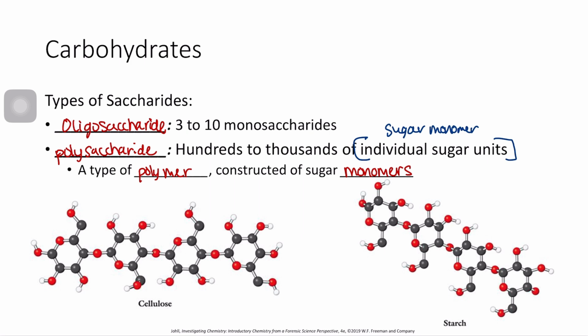What's so amazing about this is it's also made of glucose. We can't digest cellulose, but we can digest starch. And starches are generally a dietary source of energy. They can be found in potatoes and rice.